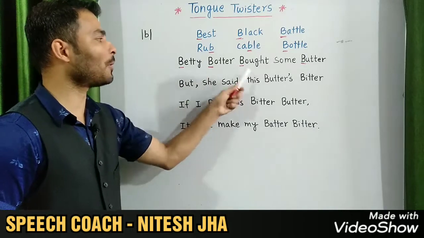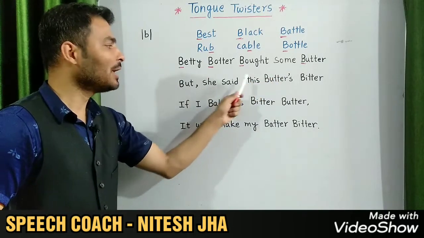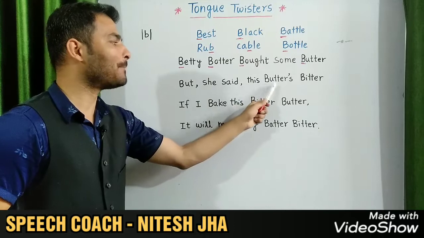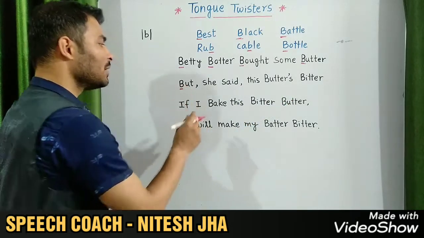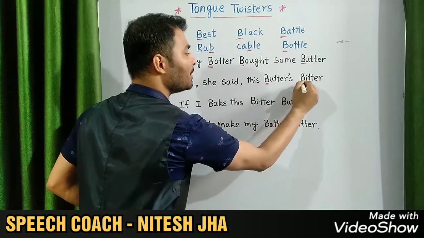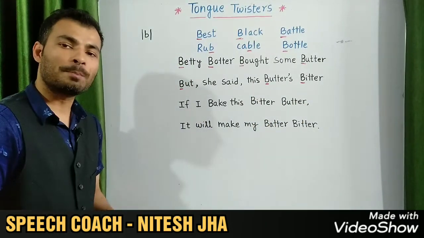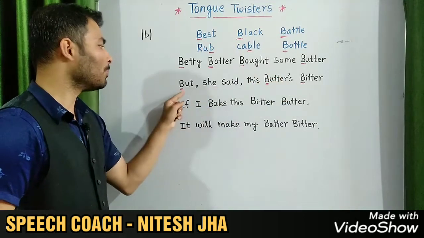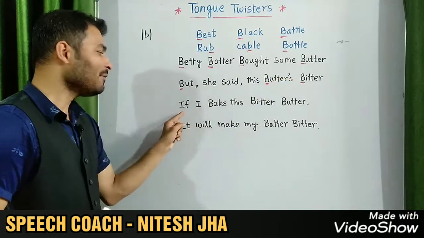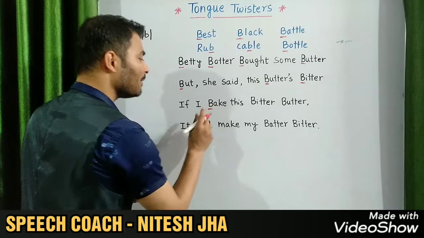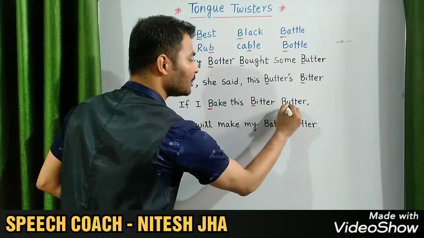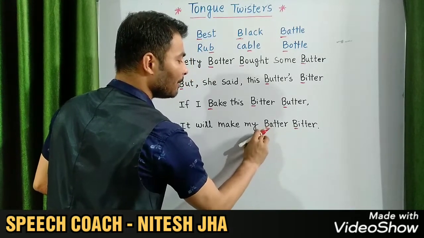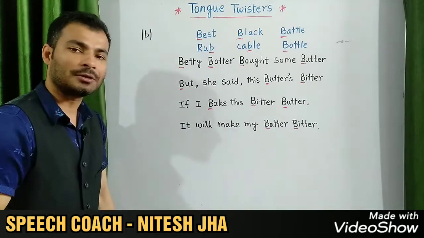Okay, so Betty Botter bought some butter, but she said this butter's bitter. How would I say it? But she said this butter's bitter. But, this is but, she said this butter's bitter. Butter's bitter. Butter's bitter. Right? But she said this butter's bitter. Bitter. Right? If I bake, now again it's a bake. If I bake this bitter butter, it will make my batter bitter, right? So it will make my batter bitter.